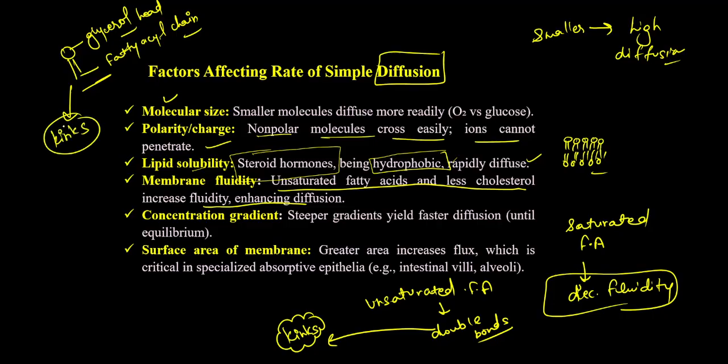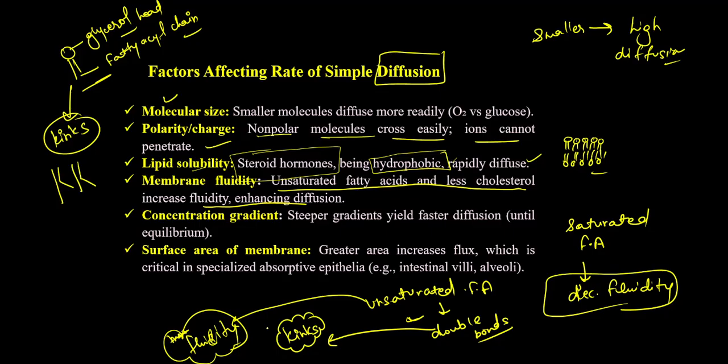So what are kinks? Kinks are basically the bends in the fatty acyl chain produced due to the presence of double bonds. Okay, so we can say unsaturated fatty acids increase the fluidity of the membrane.